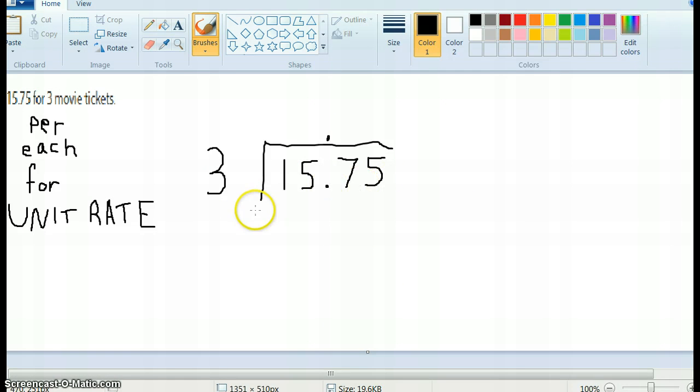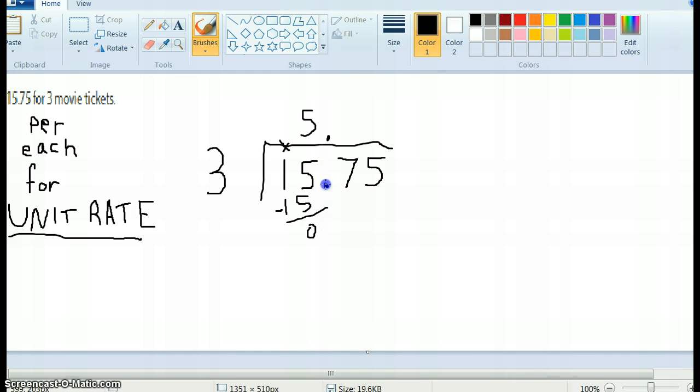Right here, I've already got it set up. You've got your $15.75 for 3 movie tickets. You could use the word per movie ticket, each movie ticket. Those are all different ways of expressing a unit rate. So 3 does not go into 1. We won't put it there. 3 goes into 15 5 times. 15 minus 15 would be 0.